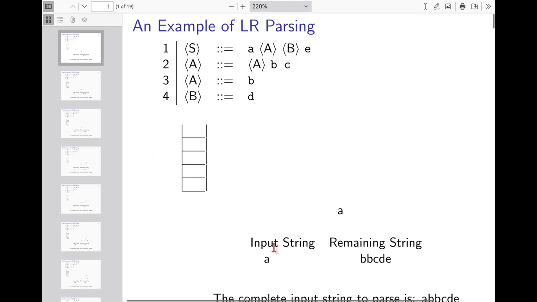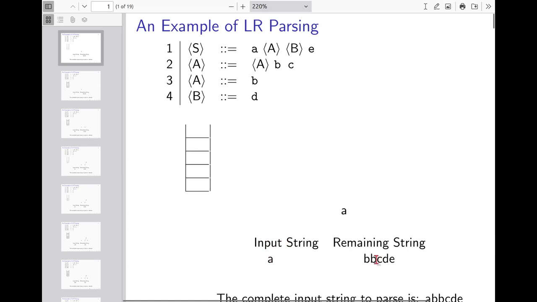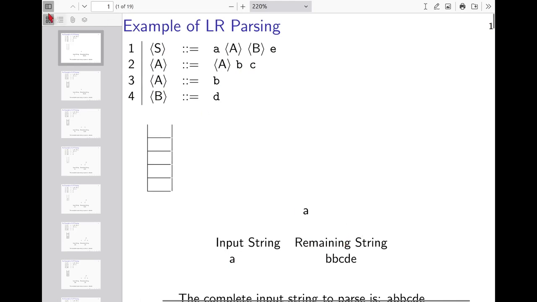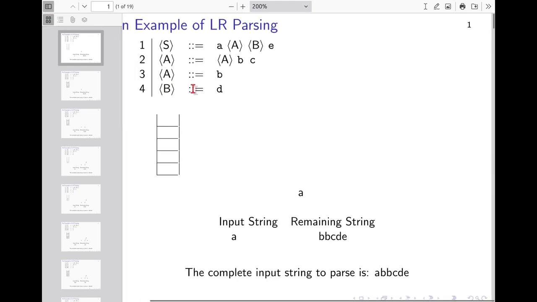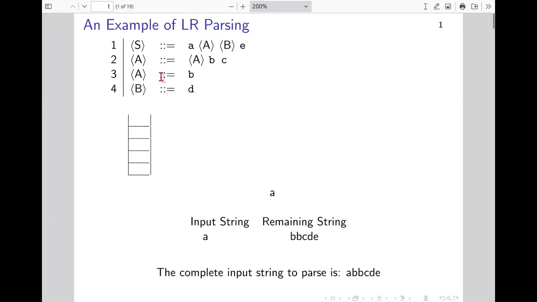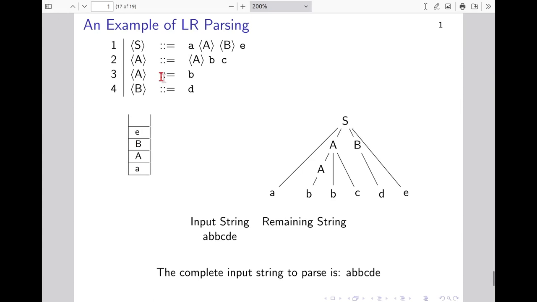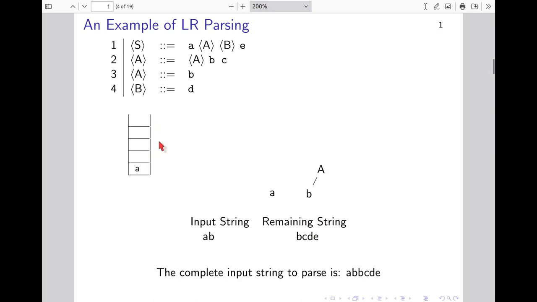All right, let me walk through what this looks like. Here's our input string. We're processing A, B, B, C, D, E. When we see a terminal in the input, we know that's got to be a leaf node, so we can construct a leaf node. We're going to process this input one element at a time and gradually build up this tree as we recognize entire productions. This is going to be the tree here. This is the input string that we've read in. This is the string left to read. This is our stack. We'll be pulling in tokens one at a time and figuring out bottom up which parent nodes to construct in order to derive this parse tree.